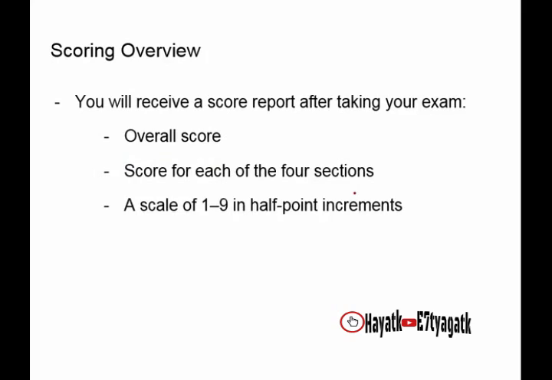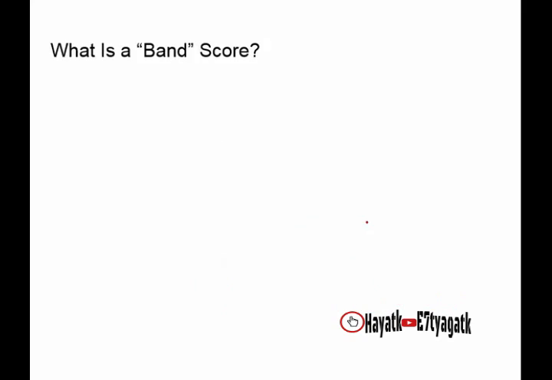And the scores will be reported in half-point increments from 1 to 9. So for example, you may receive a score of 6, or you may receive a score of 6.5, okay? But there will not be other decimal points to your score. There will not be 6.75 or 6.25. Those don't occur. It's in half-point increments. All right, so your scores 1 to 9 are called band scores.